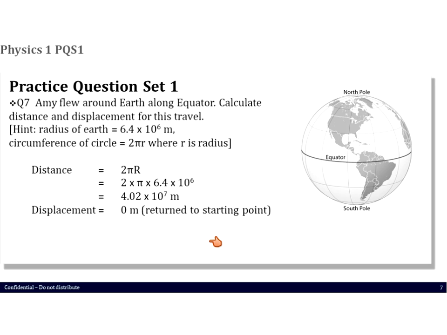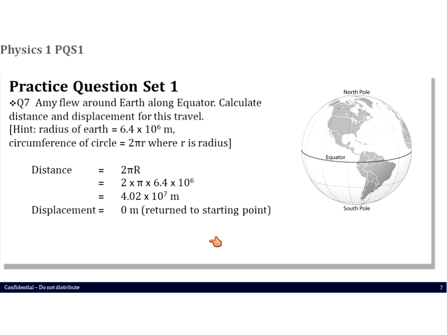Amy flew around Earth along equator. Calculate distance and displacement for this trip. Hint: the radius of Earth is 6.4 into 10⁶ meters, and circumference of the circle is 2 pi r, where r is the radius. So for this question, of course, I'm not expecting you to understand the relation between radius and circumference and all that, because I just gave you that information.